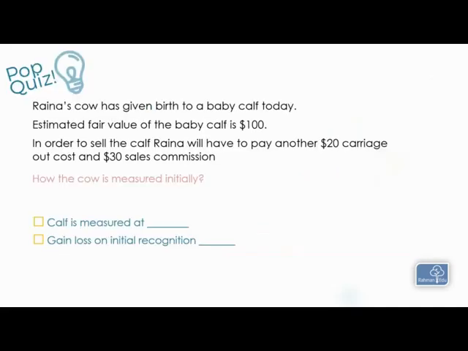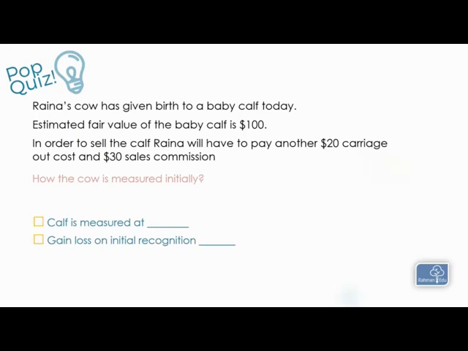Now the second question for you. Rhino's cow has given birth to a baby calf today. The estimated fair value of the baby calf is $100. In order to sell the calf, Rhino will have to pay $20 carriage out and $30 sales commission. How is the calf measured initially?